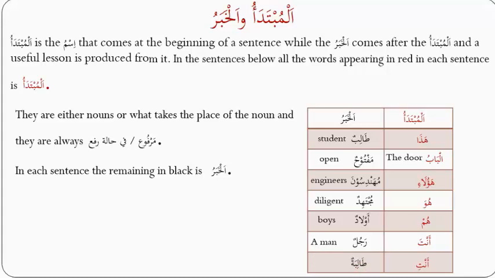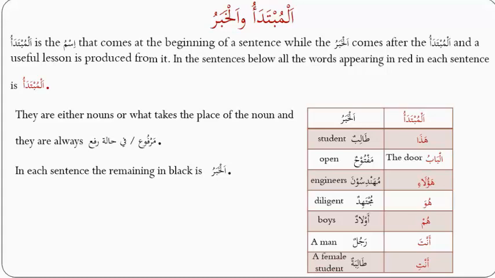Anti talibatun. Anti is the same as anta. It means you, feminine singular. You are a taliba. Anti is mabni on the kasra. It's always built like that. So we say fi halati rafa or fi mahalli rafa. Right? Anti fi halati rafa, because it is the mubtada. Okay? And it is mabni.